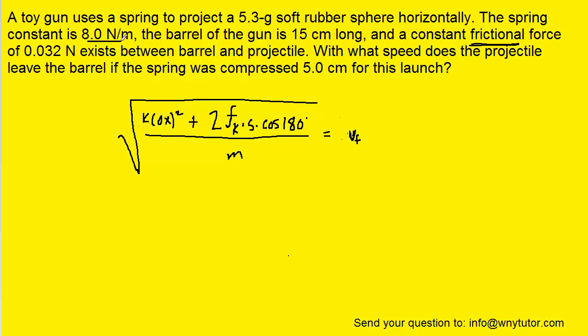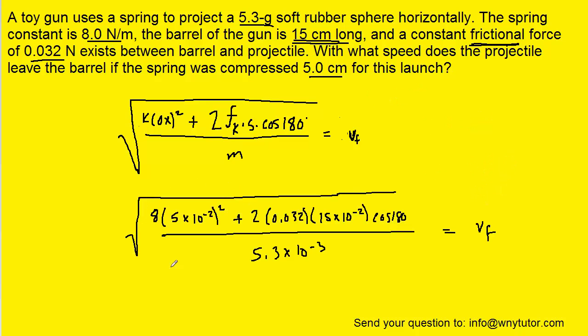K was given to us directly and in standard units. Delta x is the amount that the spring was compressed. We're going to have to multiply that by 10 to the minus 2 to convert it into meters. The kinetic frictional force was given to us in standard units. S is the distance that the frictional force is applied. That's just going to be the total length of the barrel of the gun. That needs to be multiplied by 10 to the minus 2 to convert it into standard units as well. The mass was given in grams, so that needs to be multiplied by 10 to the minus 3 to convert it into kilograms. And when you plug that all into your calculator, you should get an approximate value of 1.4 meters per second for the final speed that the bullet has as it leaves the barrel of the gun.